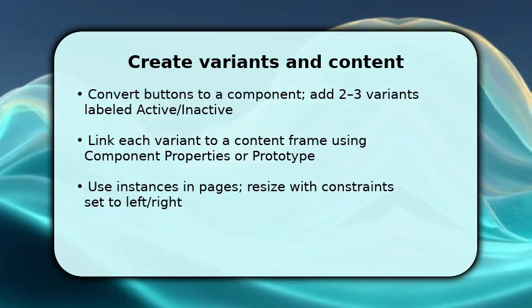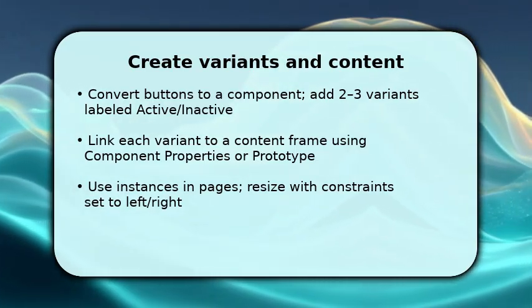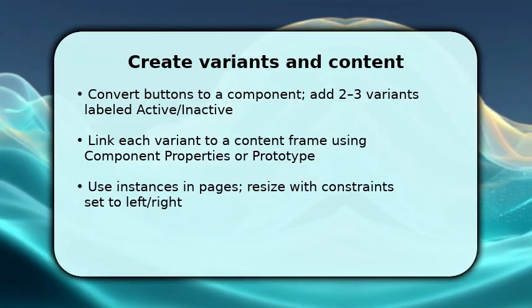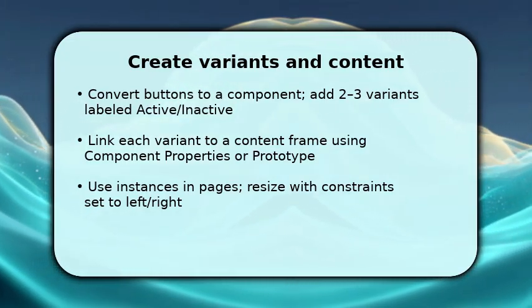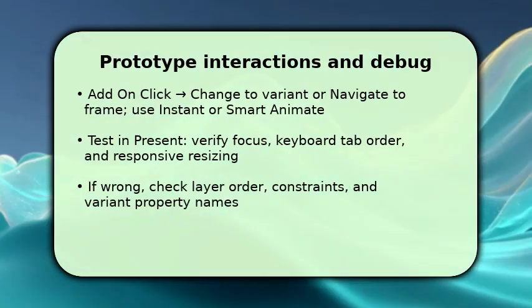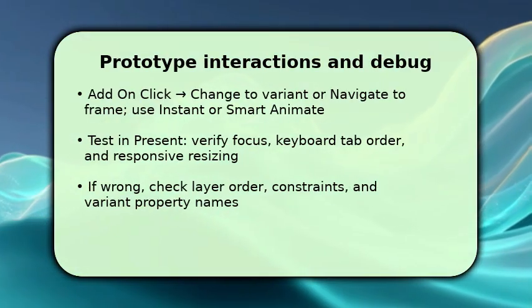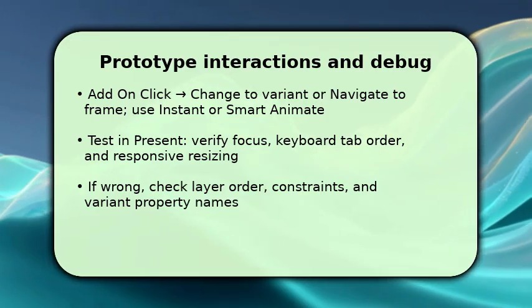Make instances of the tab component on artboards and set resizing constraints so you finish by wiring interactions. For each tab, add an on-click that changes the component variant or navigates to its content frame. Choose Instant for snaps or Smart Animate for smooth transitions.